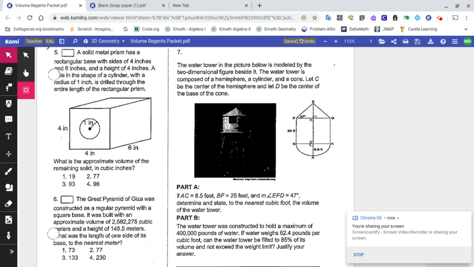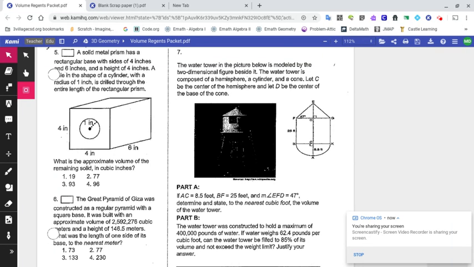Okay, so I had sent out a notification on Remind asking everyone to send me their questions on this volumes packet. I got a grand total of one response asking me for numbers 7 and 8. So that's what I'm going to do for you here.